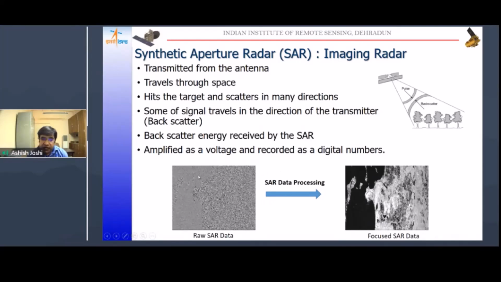Now, in this raw data, you can see no information. So we use the SAR data processing techniques, which are signal processing techniques, to focus the data. After using the SAR data processing concepts, we can focus this data from this to this level. So this is the raw SAR data, and this is the focused SAR data. In the next webinar series, we will discuss the SAR data processing concepts. In this webinar, we will see only the basic concepts of the SAR.